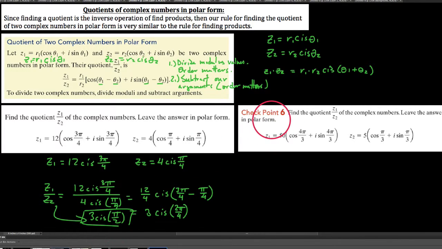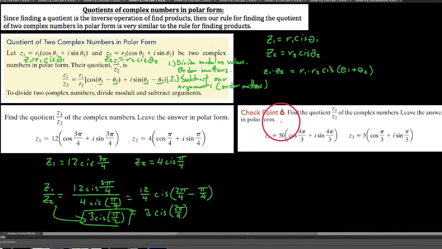Now, could we have performed this mentally? Actually, I'm going to argue that we can. So go ahead and try this one on your own here. Go ahead and unpause it when you're ready to see the solution. When you are taking a look at this, we'd say z1 over z2. If we were to do this in a simpler fashion, we say 50 cosine 4 pi thirds plus i sine 4 pi thirds.